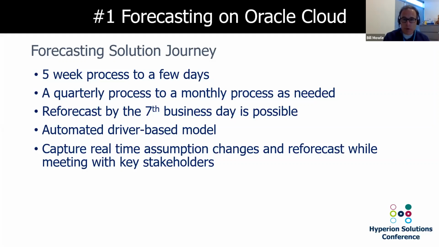So it's still a quarterly process, but we can go to monthly as needed, and we can refresh right after our 5th business day, which is typically when we finish our books, and then repopulate, make some adjustments, and reforecast as a possibility for the 7th business day. Again, a lot of automated drivers and capturing those real-time assumptions while we reforecast as you're even meeting with the stakeholders kind of live. It's kind of fun.